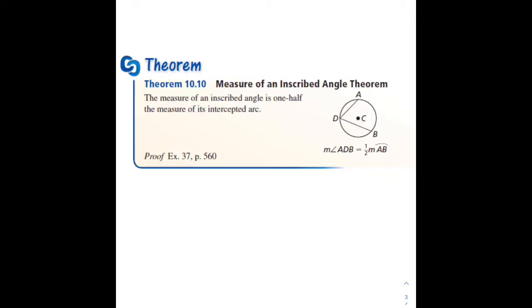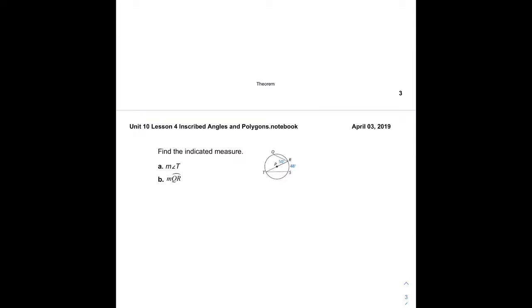The measure of the inscribed angle is 1/2 the measure of the intercepted arc. I always remember that the arc is bigger. The arc is always the bigger of the two values. So what does that look like in my homework?